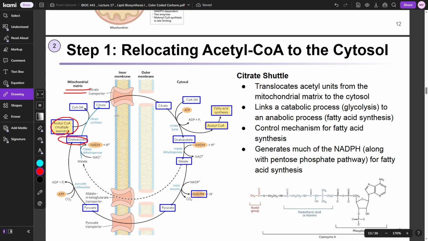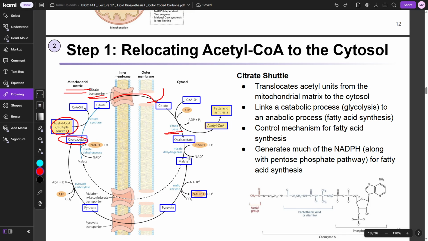And citrate will actually go through this citrate transporter out into the cytosol, and then we have an enzyme called citrate lyase in the cytosol, and this thing cleaves citrate into oxaloacetate and acetyl-CoA. This oxaloacetate is then reduced to malate, and then this malate can undergo, I believe there's two different options.